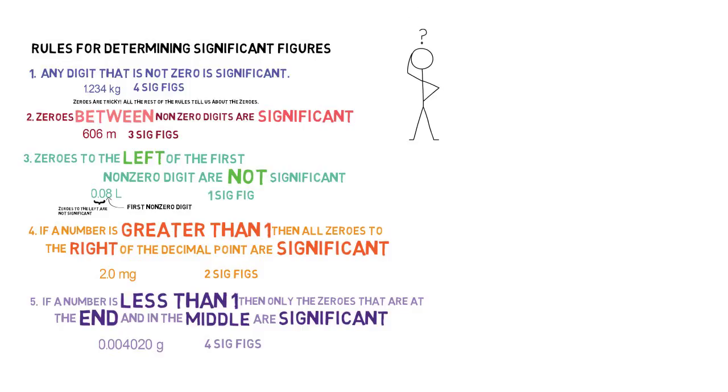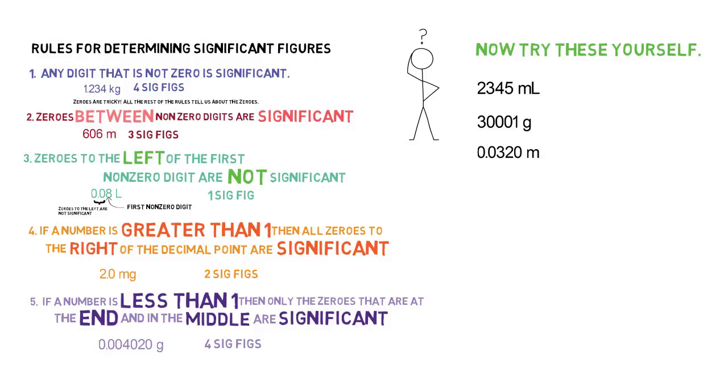Now I want you to give it a try. So here are 5 numbers, and using the rules on the left, I want you to pause the video and take some time to think about it and figure out how many significant figures are in each of these numbers.